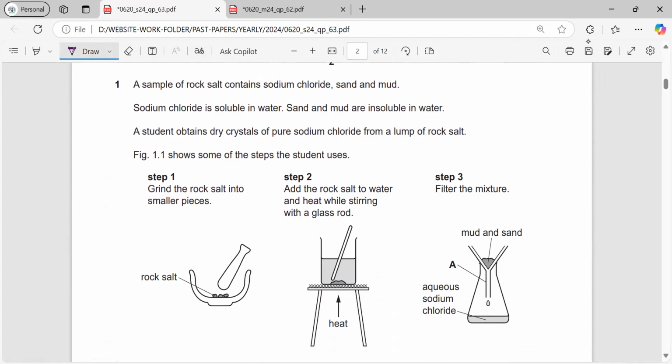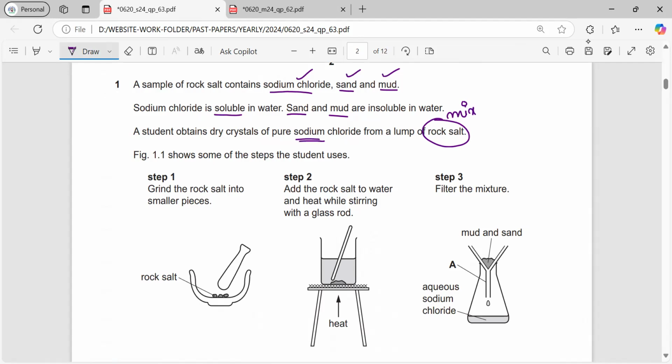A sample of rock salt contains sodium chloride, sand and mud. So it means we have a mixture of these things, sodium chloride, sand and mud. Sodium chloride is soluble in water, sand and mud are insoluble in water. A student obtains dry crystals of pure sodium chloride from a lump of rock salt. So, rock salt, which is a mixture of all these three things, a student obtained pure crystals of sodium chloride.